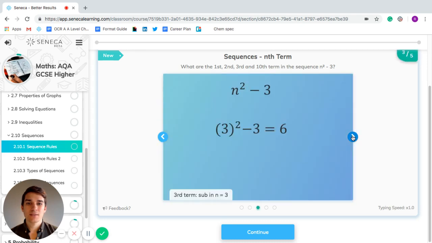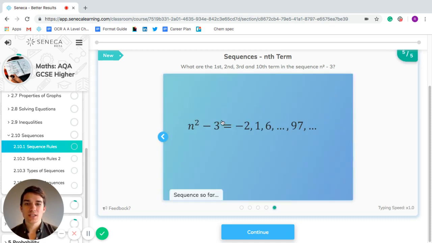The second term is 1. Third term, again, you substitute in 3 instead of n. So 3 squared minus 3, which gives you 6. And lastly, the 10th term, 10 squared minus 3, is 97. So we've got the sequence n squared minus 3, equal to negative 2, 1, 6, and so on. The 10th term would be 97, and it would go on forever.